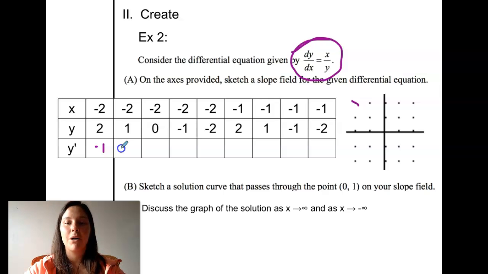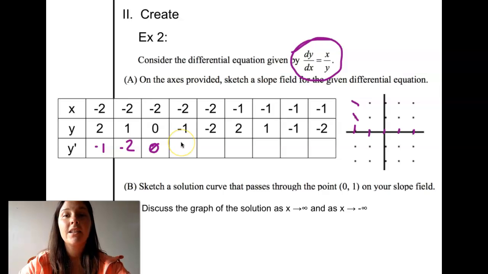Negative 2 divided by 1 is negative 2. So at the point negative 2, 1, we would create a slope of negative 2. It would be a little bit steeper than the slope of negative 1. Negative 2 divided by 0 is undefined. Vertical lines have an undefined slope. So at the point negative 2, 0, we would create a vertical line. Now to extend that, everywhere that y is 0, we would have an undefined slope. So all along this x-axis, I'm just going to go ahead and sketch those little vertical lines for our undefined slope.